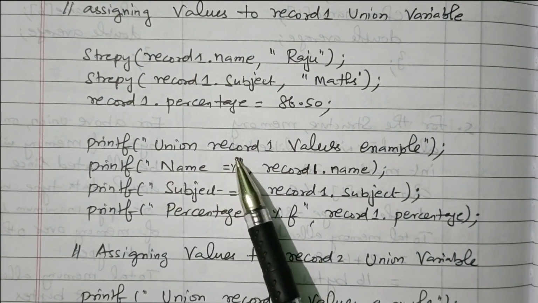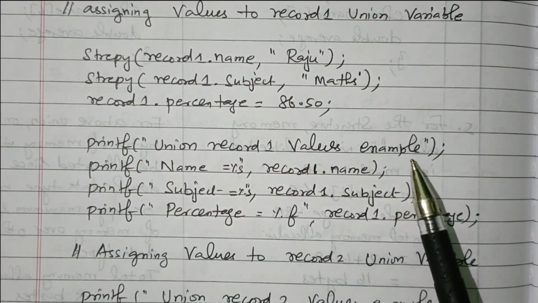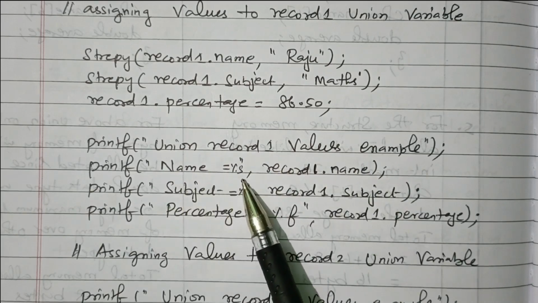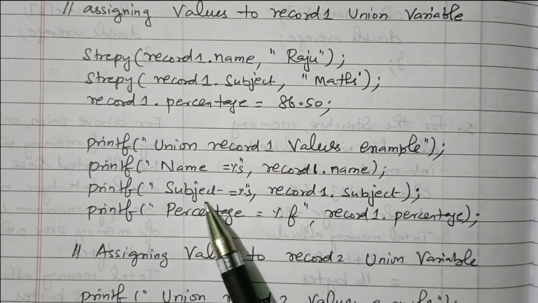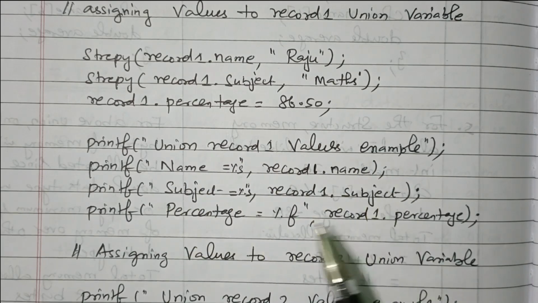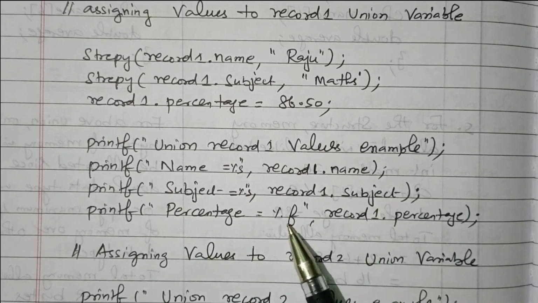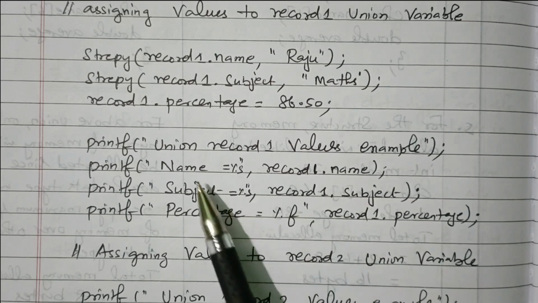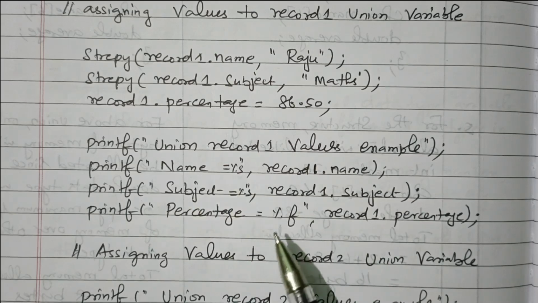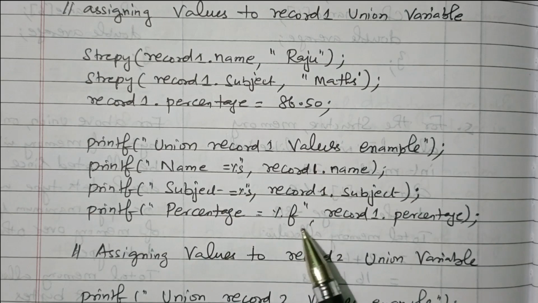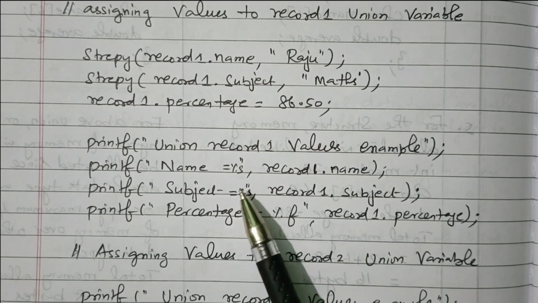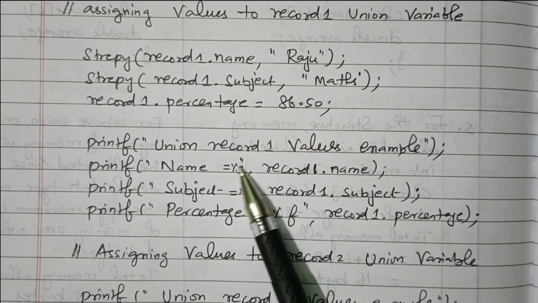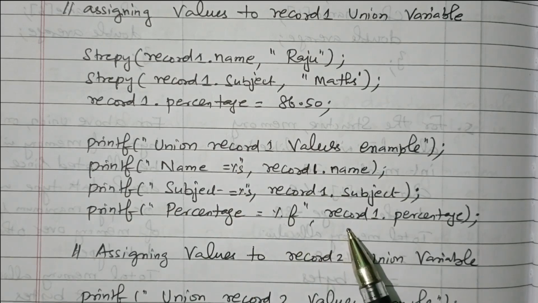Printf of union record 1 values example. Name percentage s refers to string, record 1 dot name. Subject percentage s, record 1 dot subject. Percentage f, floating point, record 1 dot percentage. So what will happen while printing this? Nothing will print for name and subject because only percentage is available. 86.5 only is printed. These two data are overwritten, so these two data are not available. It will not print these two data. Only the percentage will be printed.